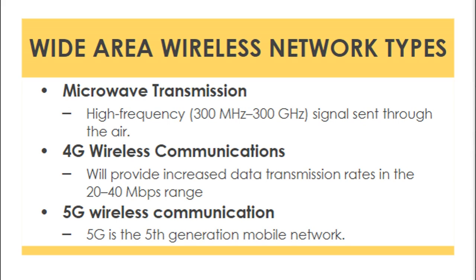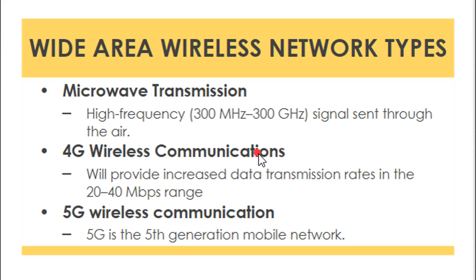We also have different wide area wireless network types. We have microwave transmission, 4G wireless communication, and 5G wireless communication. In microwave transmission, this is a high frequency ranging from 300 megahertz to 300 gigahertz. This is a signal sent through the air. Microwave signals can carry thousands of channels at the same time because they are line-of-sight transmission devices.